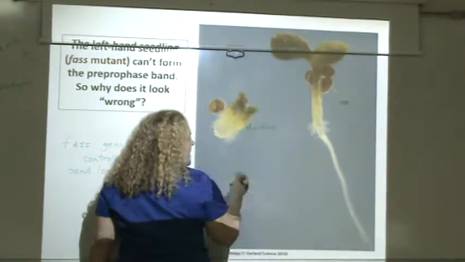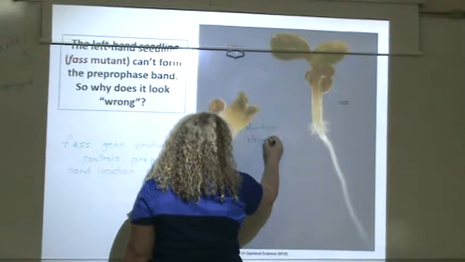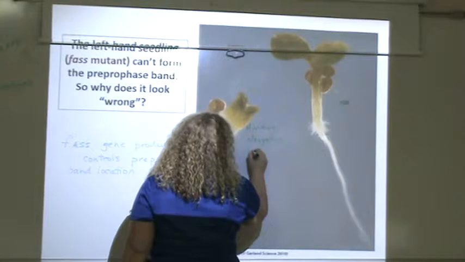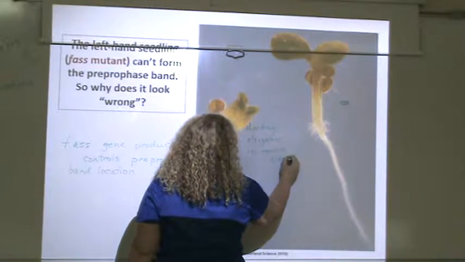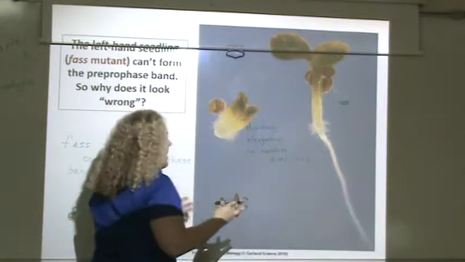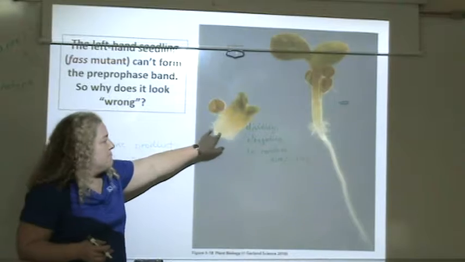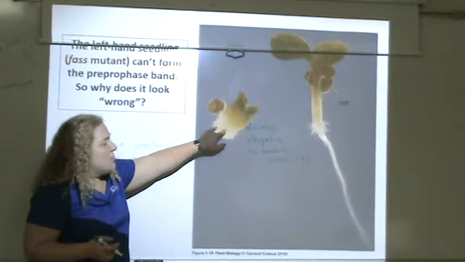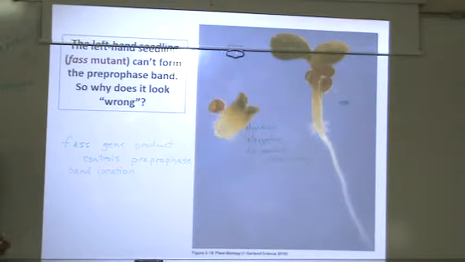So they are dividing, and those cells are elongating, but they're going in random directions. So that's why it looks like it's too fat, it's not stretching out. It's still got all the parts, but it's dividing in an inappropriate way. And its particular problem is that it doesn't form preprophase bands.